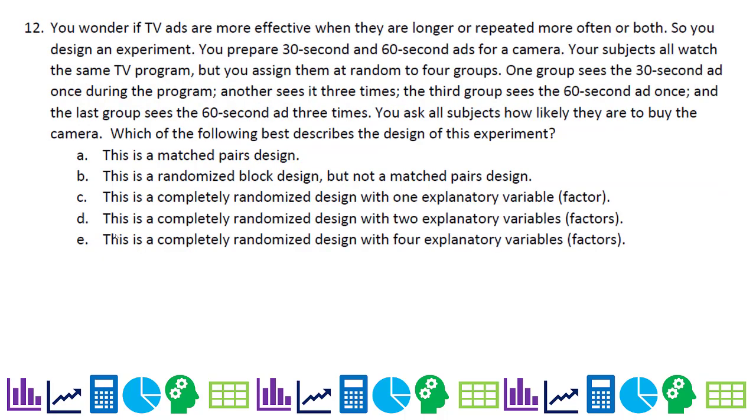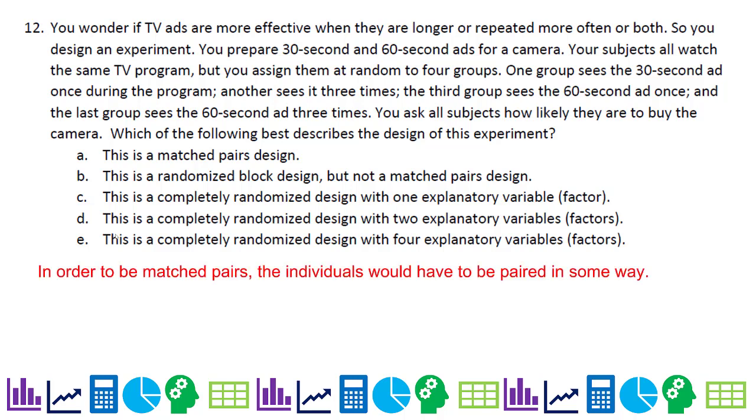Number 12, you wonder if TV ads are more effective when they are longer or repeated more often or both. So you design an experiment. You prepare 30-second and 60-second ads for a camera. Your subjects all watch the same TV program, but you assign them at random to 4 groups. One group sees the 30-second ad once during the program. Another sees this 30-second ad 3 times during the program. The third one sees a 60-second ad just once. And the last one sees the 60-second ad 3 times, all right? You ask all subjects how likely they are to buy the camera. Which of the following best describes the design of this experiment?